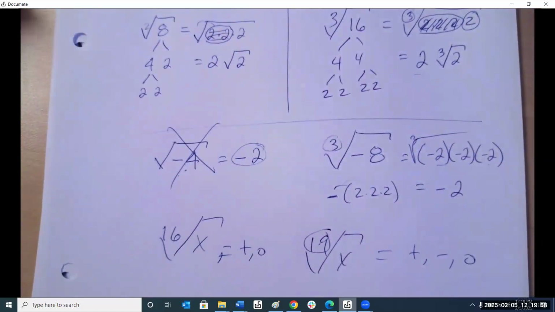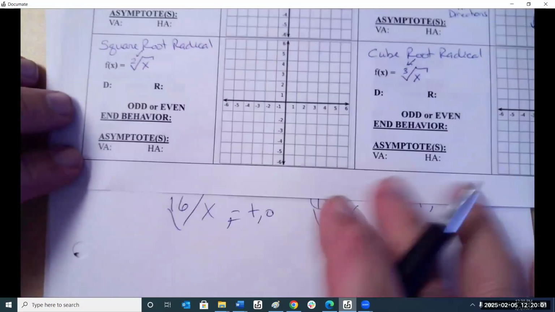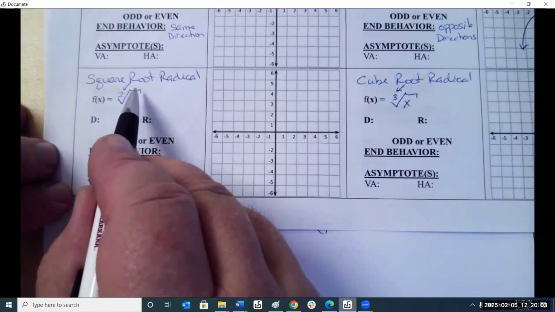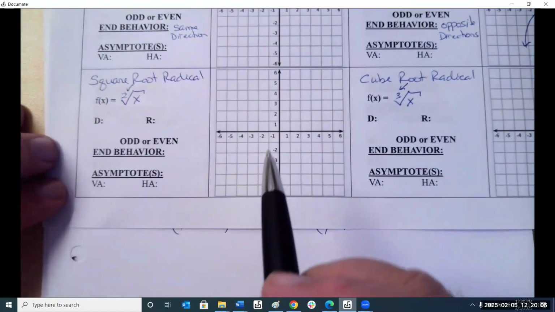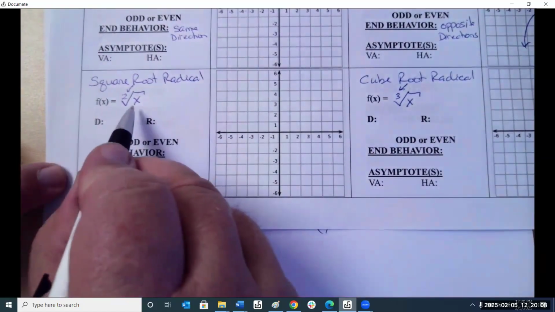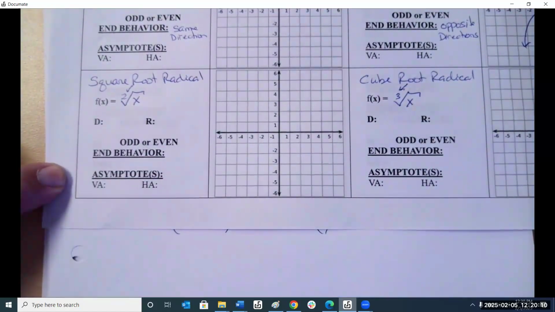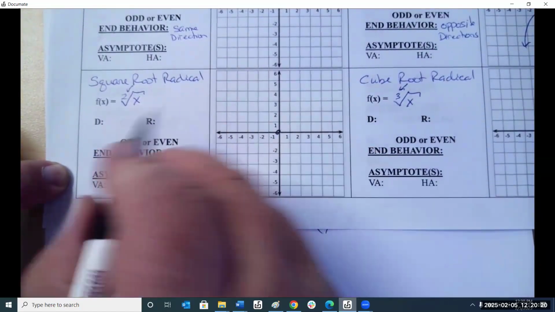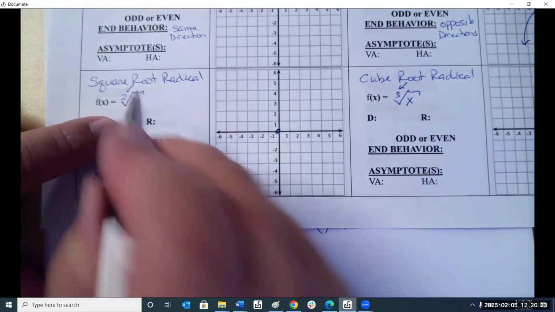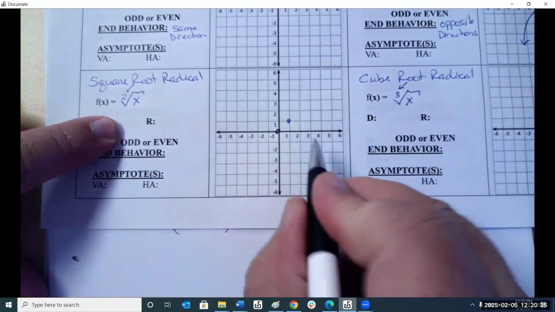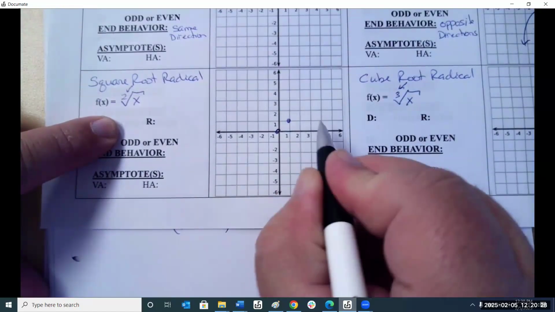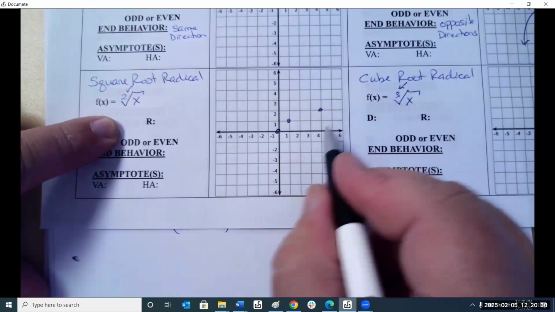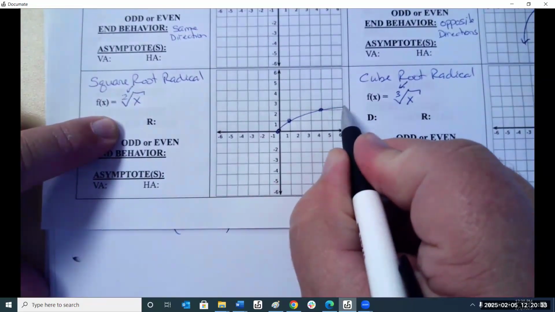Now we have to go to the graphs. Since we know we can't have negatives inside there, what's the graph going to look like? So our x's can either be positive or 0. They can't be negative. If x is 0, what do we get? 0. If x is 1, what's the square root of 1? If x is 4, and so on, so when x is 9, so the graph looks like this.